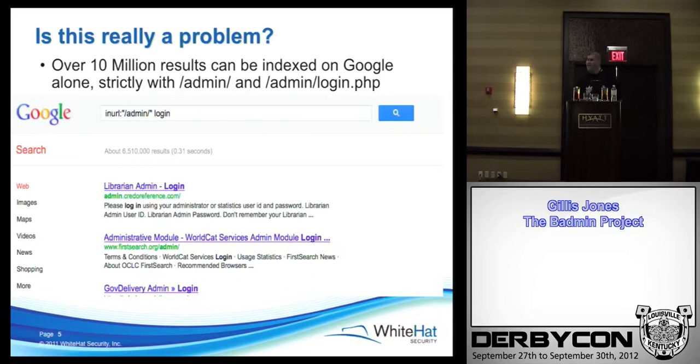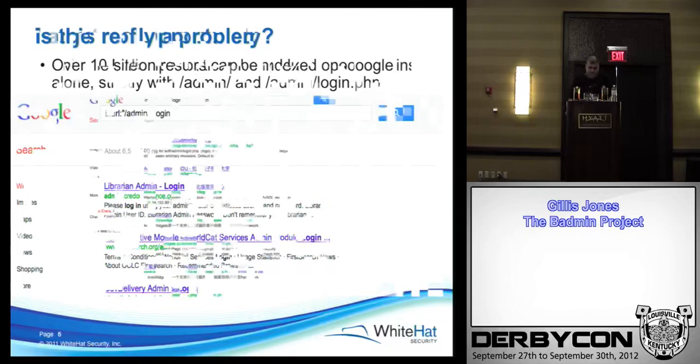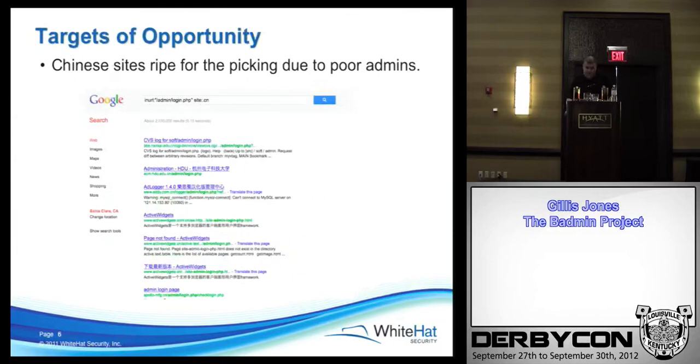It's only /admin. Now, if you want to factor in China and Iran and some of the state actors, it multiplies ridiculously. China alone has somewhere around 3 million of just /admin login PHP.